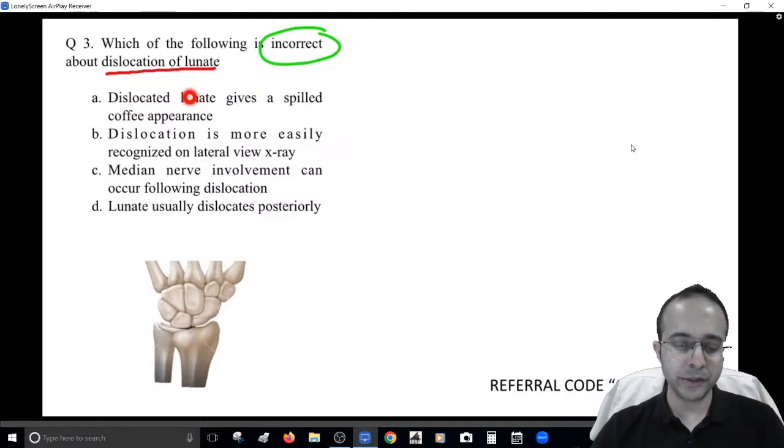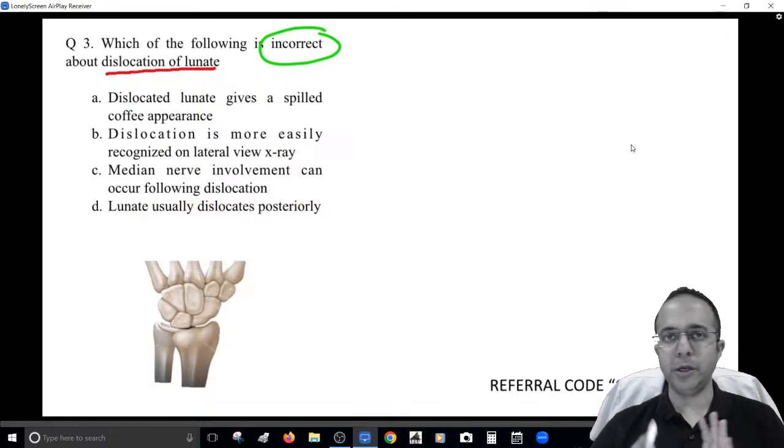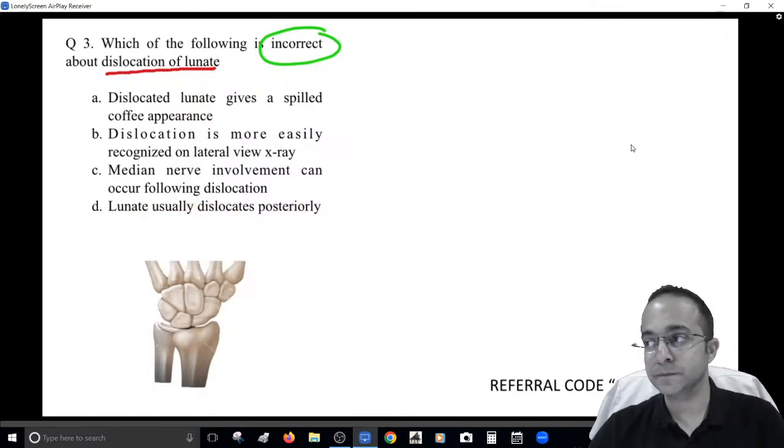The dislocated lunate would give a spilled coffee appearance. Dislocation, you more correctly see on a lateral view. Median nerve involvement can occur post this dislocation. And lunate would usually go and dislocate posteriorly when there's a lunate dislocation.